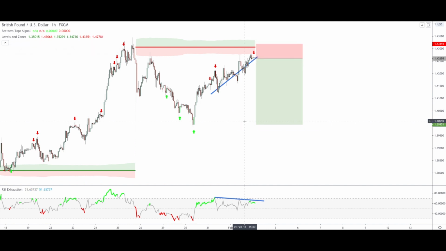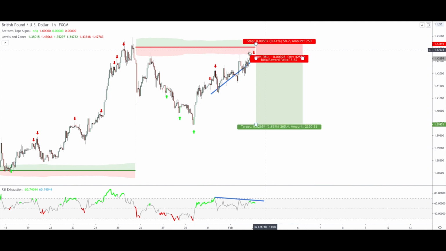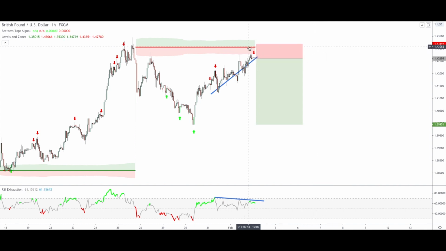So if the price moves higher, we are extremely safe because we are protected by the sell zone here and the resistance as well, since our stop loss is higher. And if the price moves lower, then we can confidently say that it will reach our target, because this level is highly likely to be visited in the future.